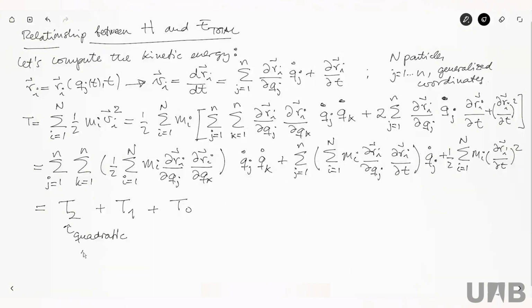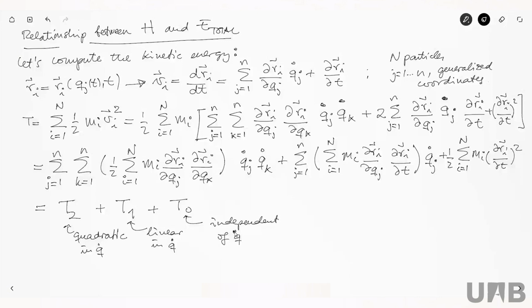Quadratic in Q dot. This one is linear in Q dot, and this one is independent of Q dot. Okay, so this is important. The kinetic energy is a quadratic form, right? It's a quadratic form in mathematical terms.